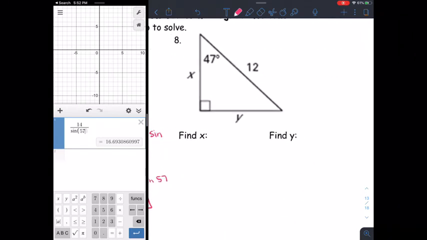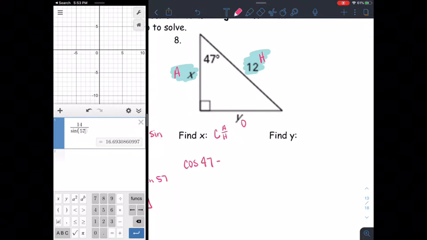And let's move over to the next one. In reference to 47, I've got my adjacent, my opposite, and my hypotenuse. I'm going to go a little bit more quickly through this one. If I want to solve for x, I have my hypotenuse that I know, and I need the adjacent. So if I have adjacent and hypotenuse, that is going to be cosine is adjacent over hypotenuse. So I've got the cosine of my 47-degree angle is equal to the adjacent x over the hypotenuse 12.